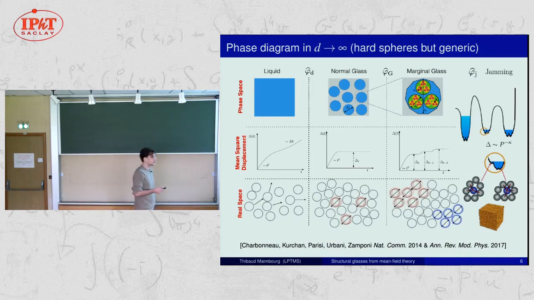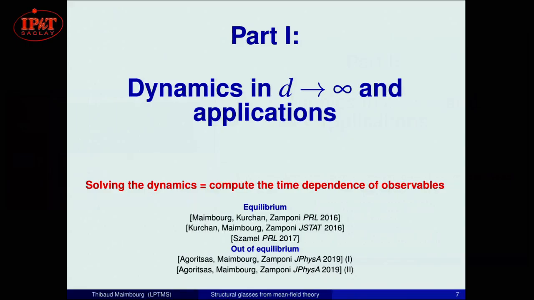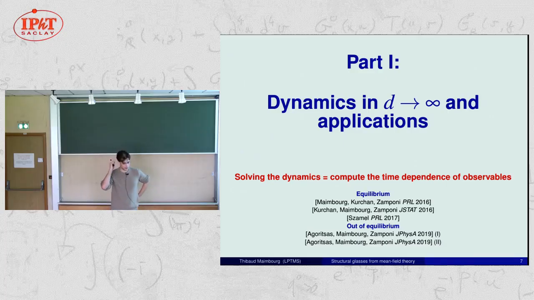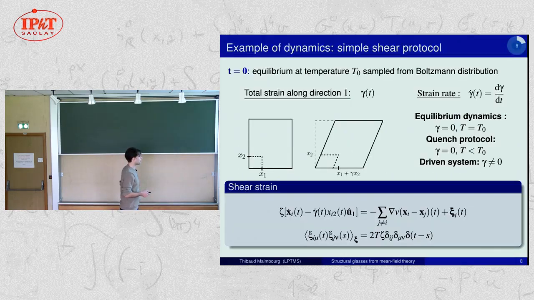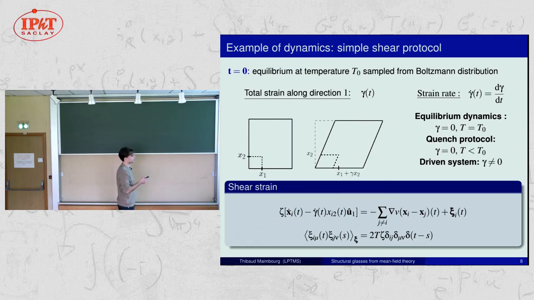So let me now go to the first part. The first part will be about solving the dynamics of such systems, just to compute the time dependence of the observables. This has been done at equilibrium in those papers here, and more recently for out of equilibrium protocols. But just to make things clear, I will choose one simple protocol. We can do more complicated ones, but just to fix ideas: say you start at time 0 at equilibrium, so you pick a configuration at equilibrium from the Boltzmann distribution at temperature T0.